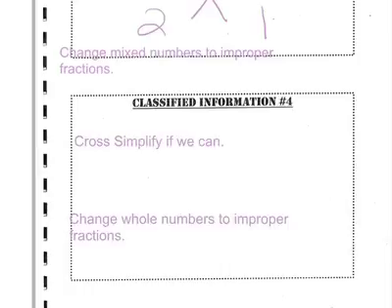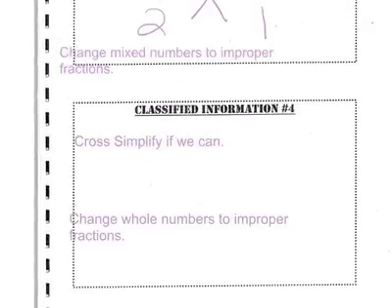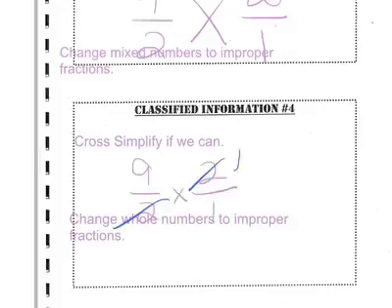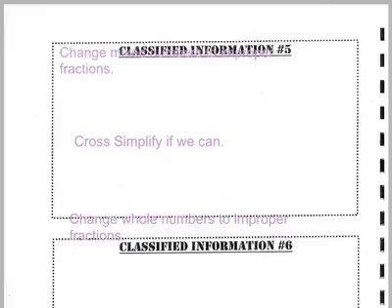We have 9/2 times 2/1. Yes, we can cross simplify a little bit. Let's cross out the 2's. They can both be divided by 2 one time. Okay, so now we have a new problem, and let's go ahead and solve that. 9/1 is our new problem. 9/1 times 1/1, because we cross simplified.